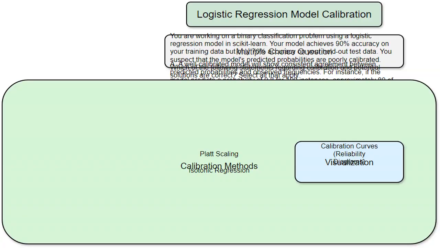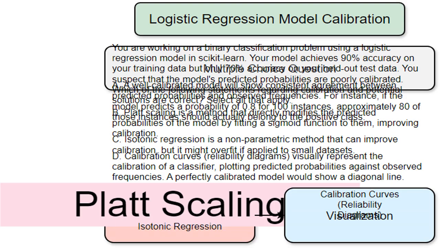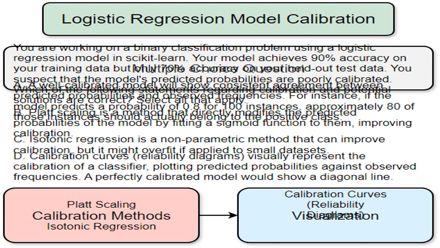This refers to a specific calibration method mentioned in the question, which uses a sigmoid function to adjust predicted probabilities. This describes a visual tool, calibration curves, used to assess a classifier's calibration. They plot predicted probability against the observed frequency. This refers to another calibration method, a non-parametric approach that can be prone to overfitting on small datasets. This is simply the format of the question, it is multiple choice. This is the overall topic of the question and its options. It focuses on evaluating and improving the reliability of probability predictions from a logistic regression model.